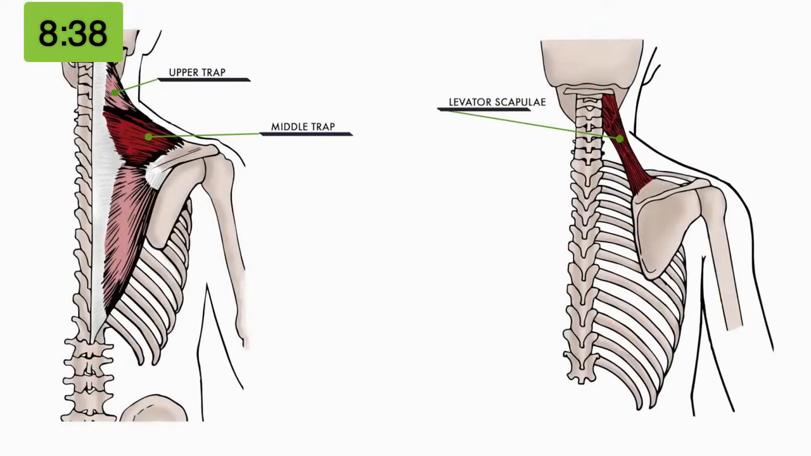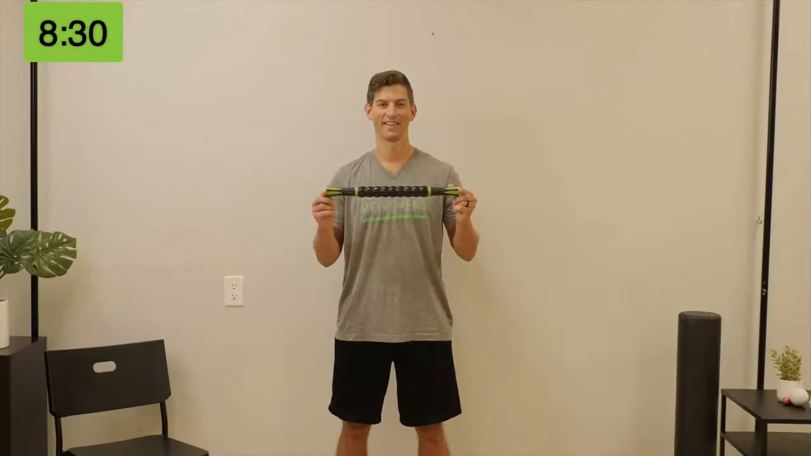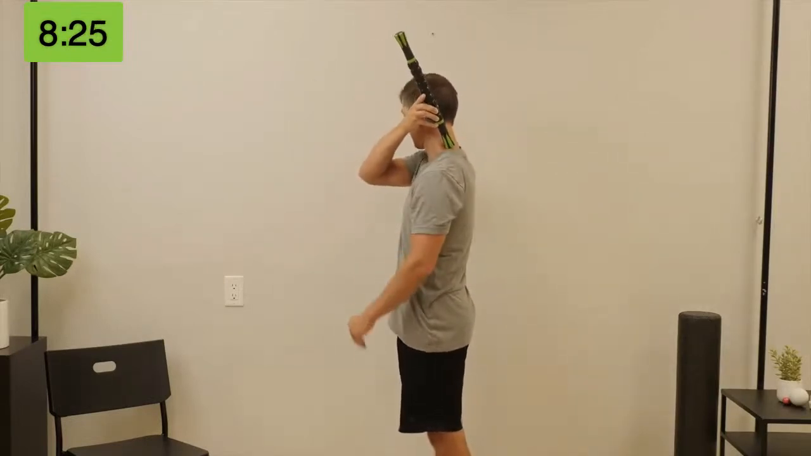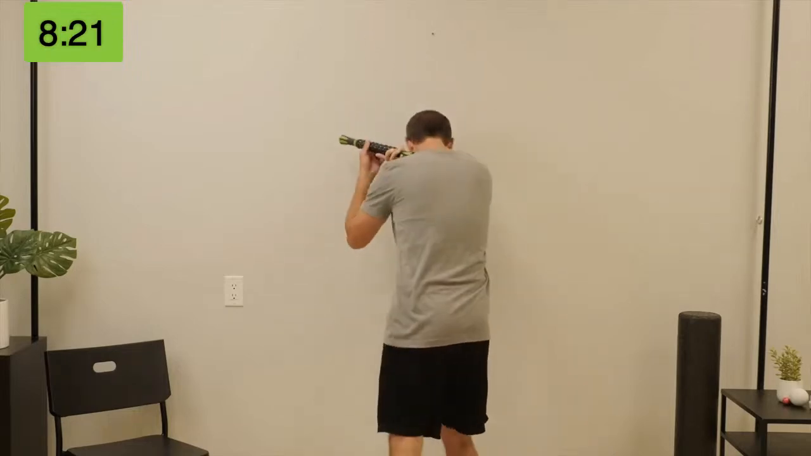Our final release is going to be on the upper and middle trap and levator scapula. These muscles connect the shoulder to the head. This release requires a massage stick and a clear wall. We want to start by locating the trap and levator, which holds the shoulder up to the ear.